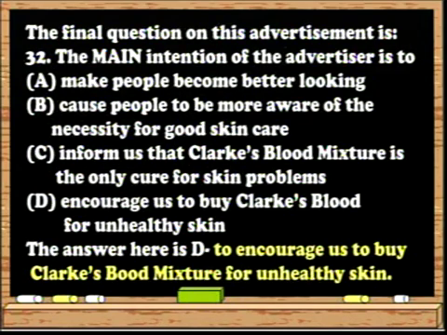The final question in this advertisement is: the main intention of the advertiser is to A. Make people become better looking, B. Cause people to be more aware of the necessity for good skin care, C. Inform us that Clark's blood mixture is the only cure for skin problems, D. Encourage us to buy Clark's blood mixture for unhealthy skin. The answer here is D. To encourage us to buy Clark's blood mixture for unhealthy skin.